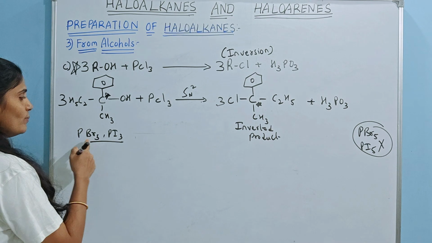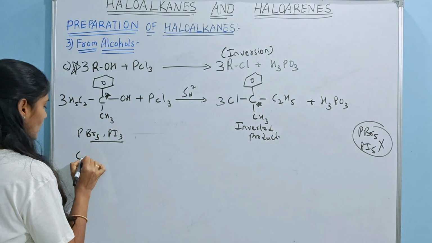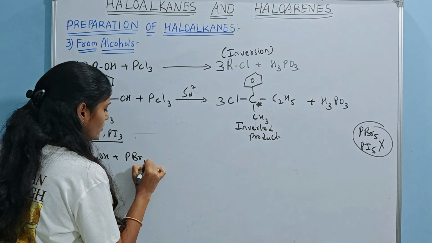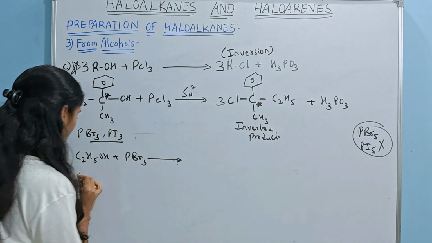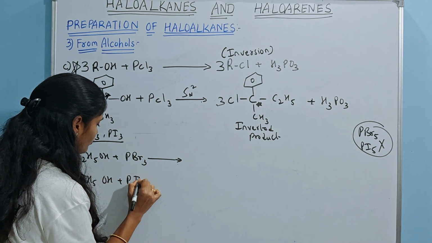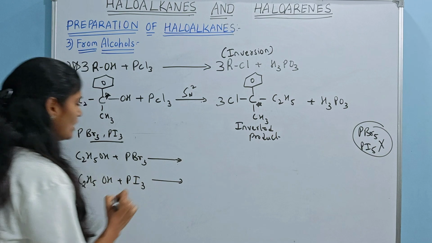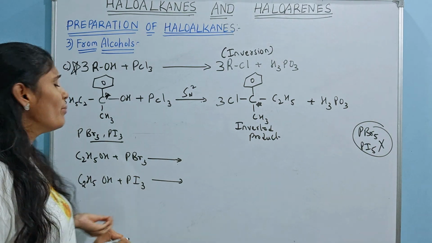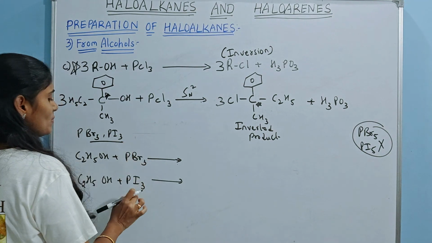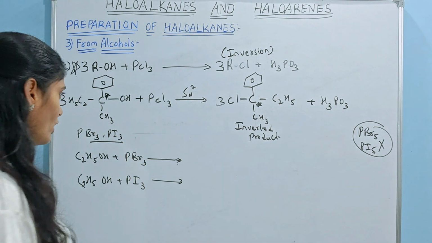Now when I talk about PBr3 and PI3, let me take an alcohol, C2H5OH plus PBr3. And I'll also write the reaction of C2H5OH plus PI3. Now, will these reactions happen? Yes, they do definitely happen. But the only thing is, how to make PBr3 and PI3?